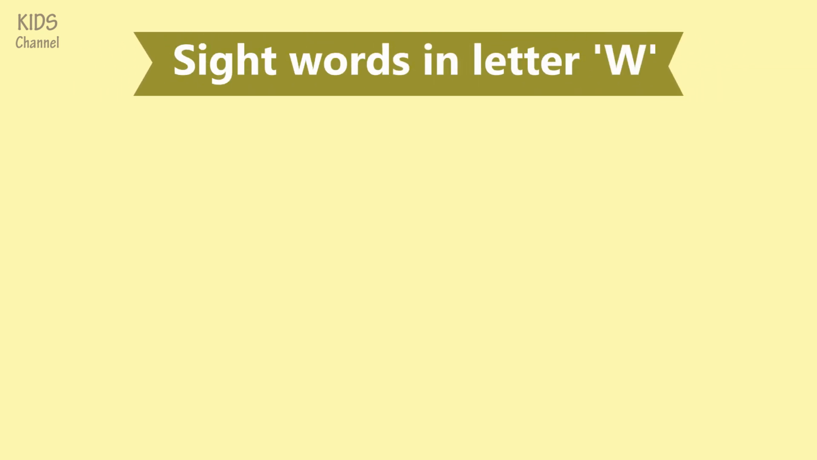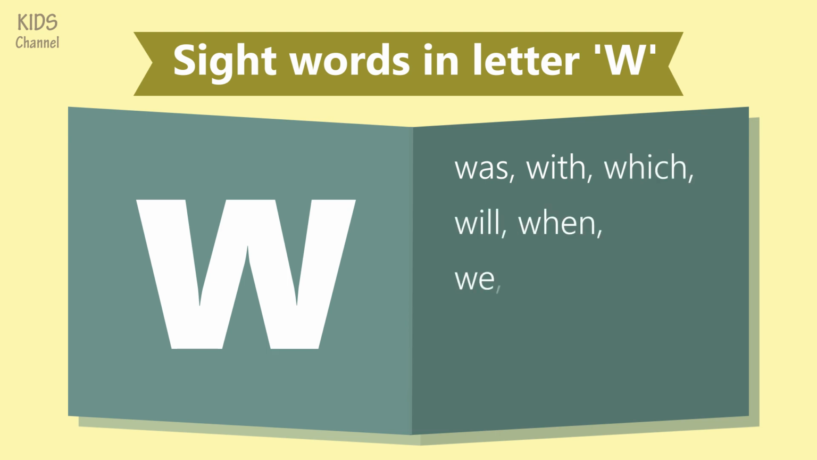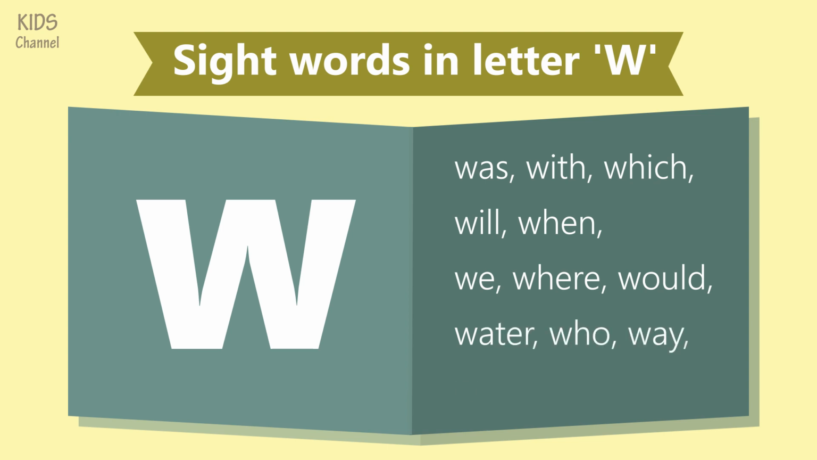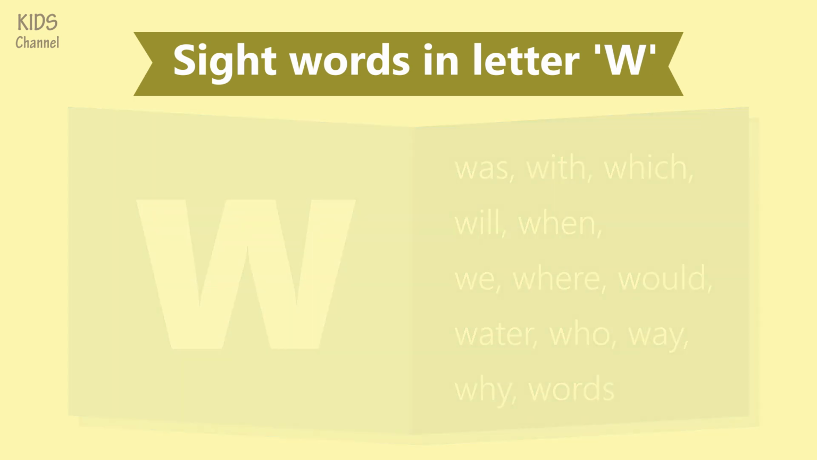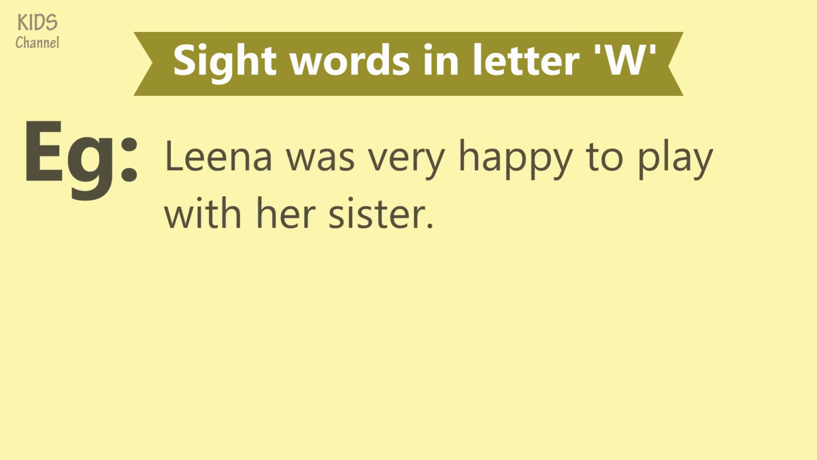Sight word in letter W. Was, with, which, will, when, we, where, would, water, who, way, why, words. With few examples, we'll identify the sight word in letter W. Example 1. Leena was very happy to play with her sister. Here, was and with are the sight words in letter W.